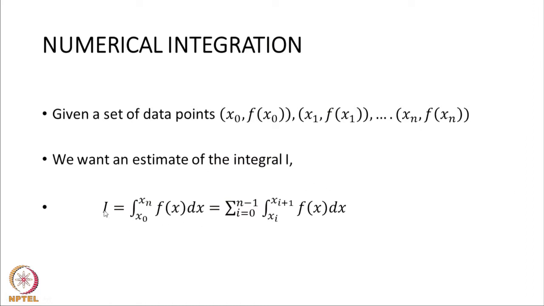So, how do I do that? This integral from x0 to xn of f(x) dx, this is my integral. So, I split that integral into n segments. So, there are n segments. In each segment I integrate from xi to xi plus 1. Okay. So, this is my integral which is split into n segments.